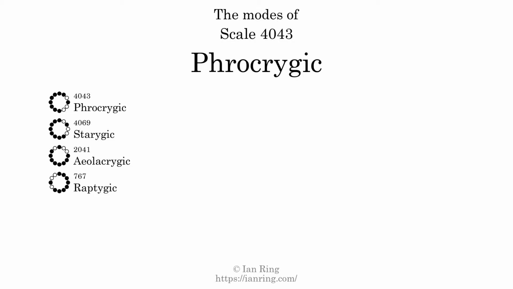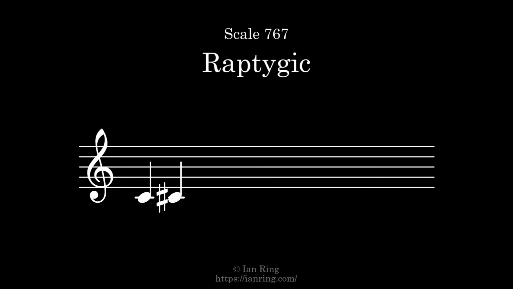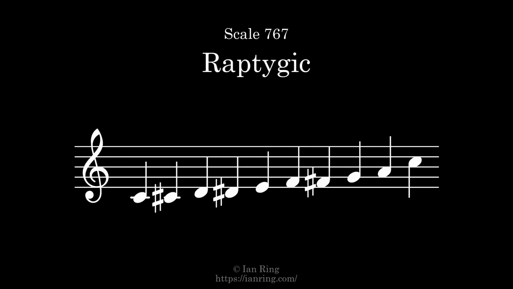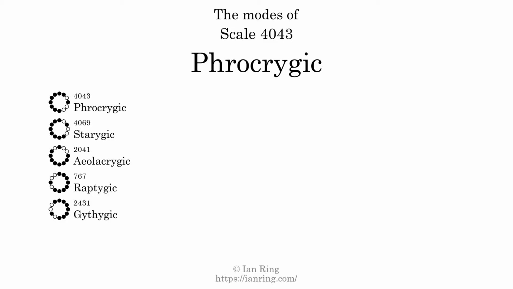The fourth mode is scale 767, also known as Phrocrygic. It sounds like this. The fifth mode is scale 2431, also known as Phrocrygic. It sounds like this.